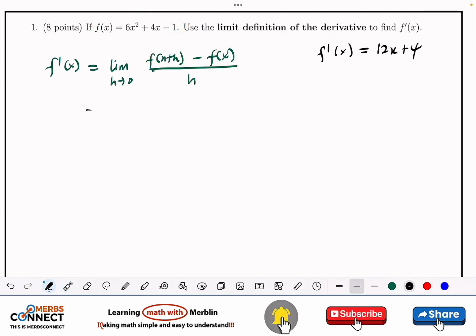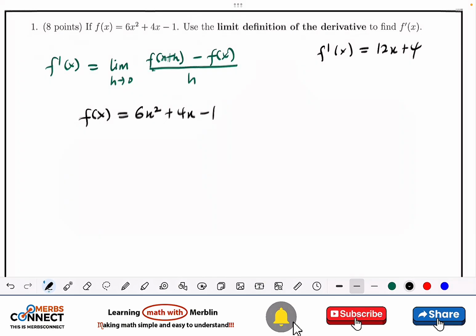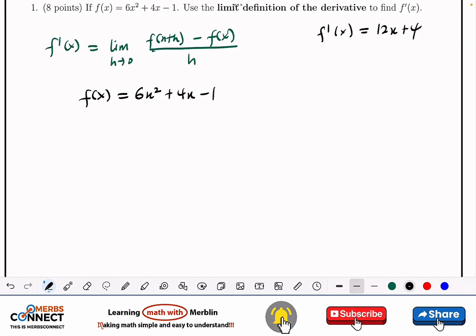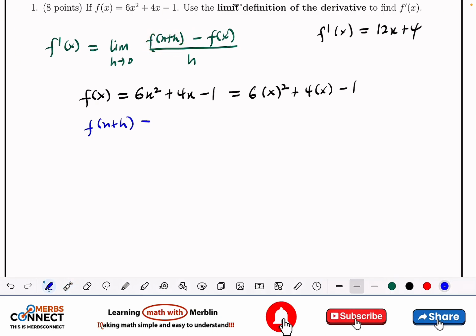So now we write f of x, which is equal to 6x squared plus 4x minus 1, right? And then, as I said, with limit definition, I try to make sure that I put all the x in parentheses. Good. So when I do that, x is in parentheses. Same thing here, which will help me to find f of x plus h. This one right here.